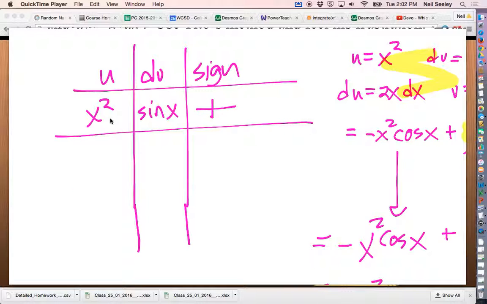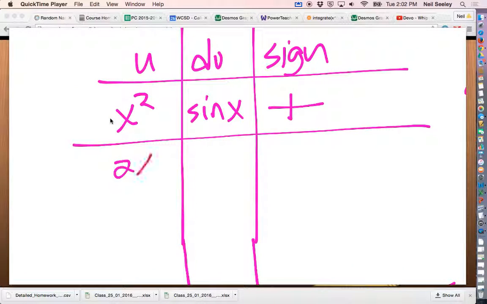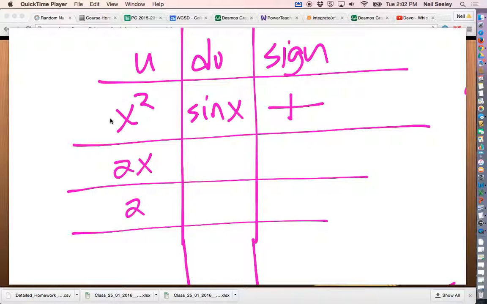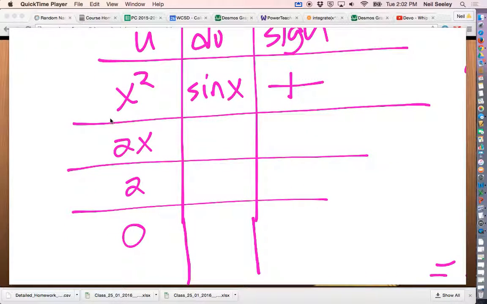So I'm going to take a derivative of x squared and get 2x. Take a derivative again and get 2. Take the derivative again and get 0. With a polynomial as your u, you stop when you can't take the derivative anymore. You just keep going. And then sine of x, the integral of sine of x is negative cosine of x. The integral of negative cosine is negative sine. And then finally, the integral of negative sine is cosine.